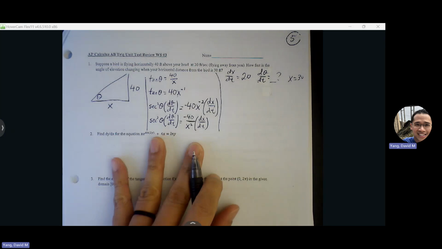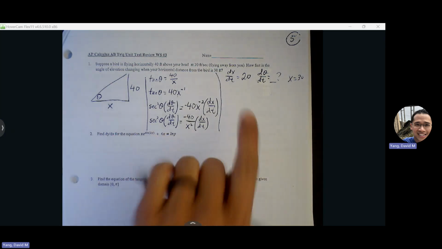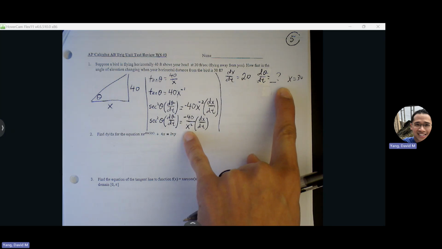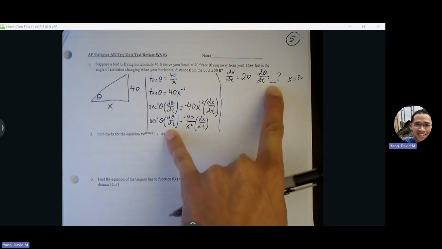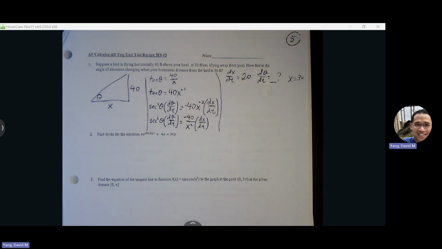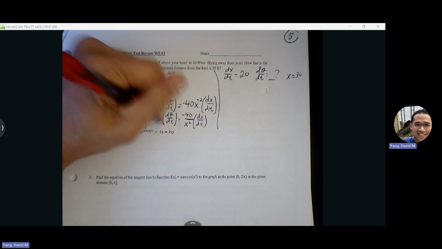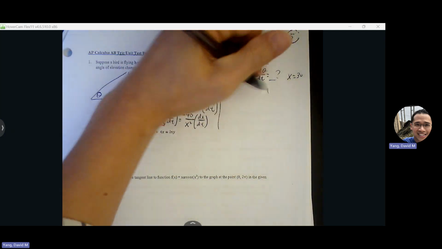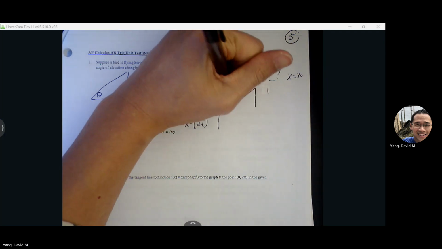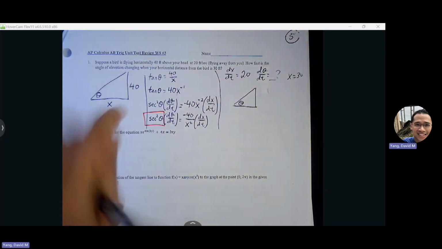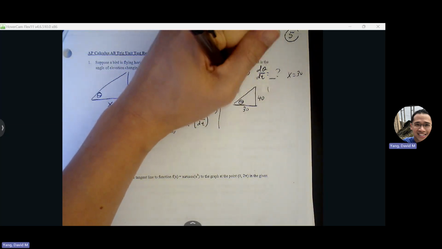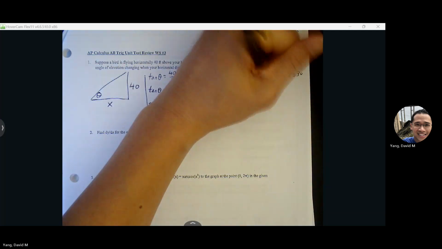All right, so if we look at what information we can plug in, we can replace dx/dt with 20. We can replace x with 30. We know we're looking for d theta/dt. So then the last piece of this puzzle is trying to find a replacement for secant of theta. So we're going to draw a second triangle. Fill in the values at this moment in time, 30, 40, and the Pythagorean theorem, which will give us 50.